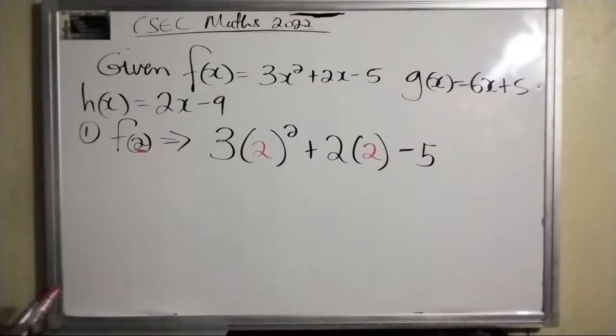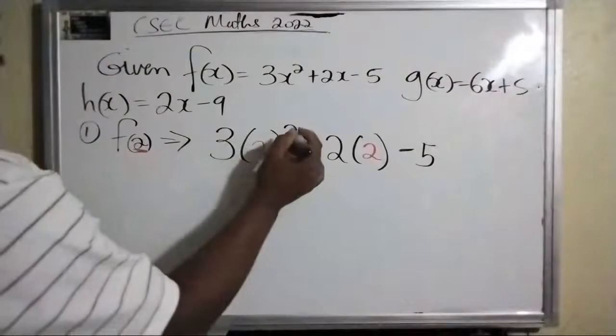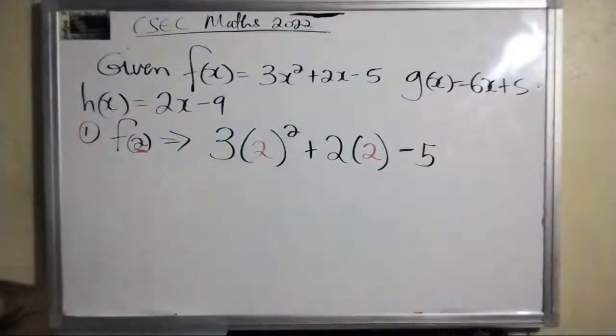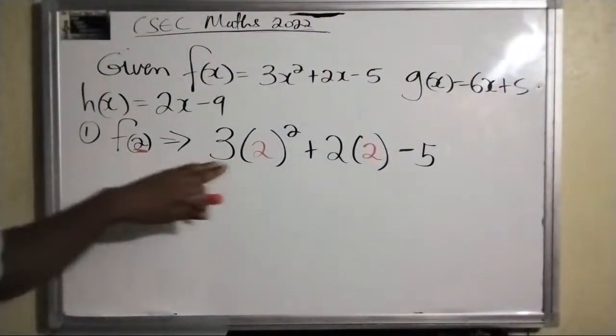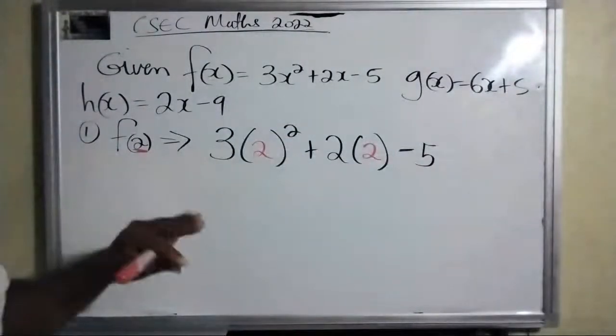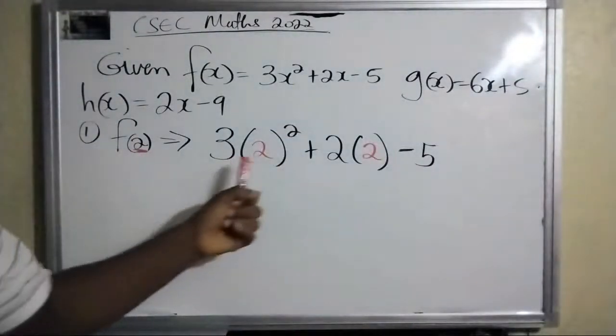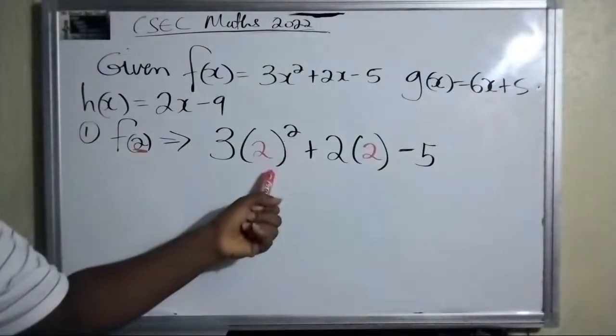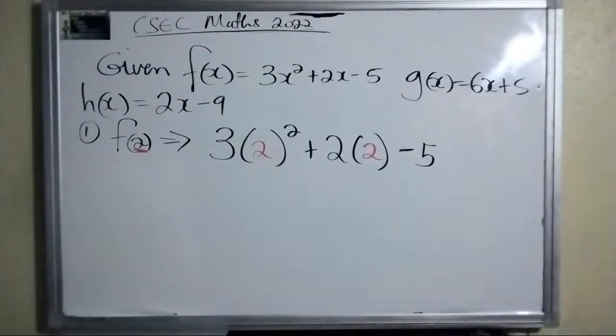What we have to do now, guys, is to ensure that we follow the BODMAS rule. We must square first. A common error, students will say 3 times 2 is 6 and then they square 6 and get 36. No, according to the BODMAS rule, we must do the power part first, right? So 2 times 2 is 4.